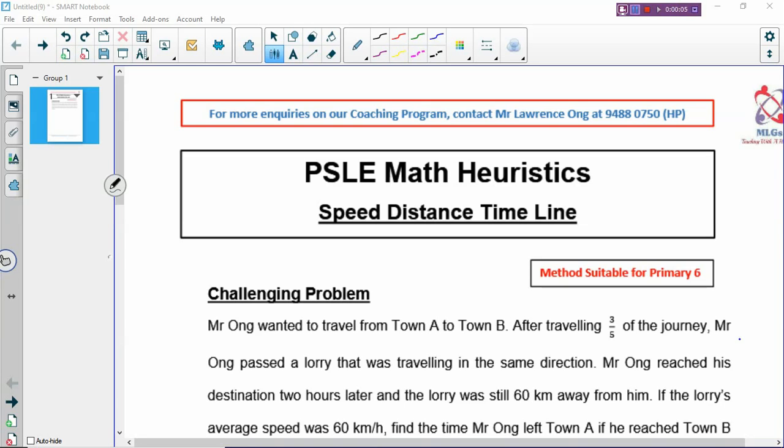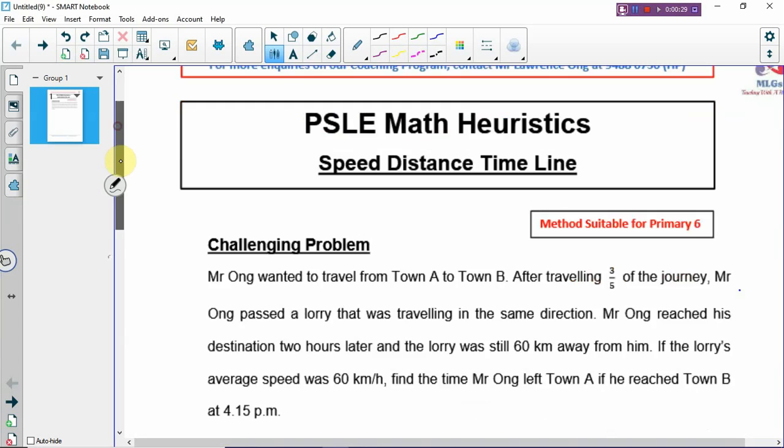Today we are going to look at a method which is called the speed distance timeline model. So this method is used to solve speed problems, and this method is also a major method. It will take a few lessons to cover the entire method. So with this method, you should be able to solve many speed problems. I will not say all the speed problems, but you should be able to solve almost many of the speed problems. So how do we exactly draw out this speed distance timeline?